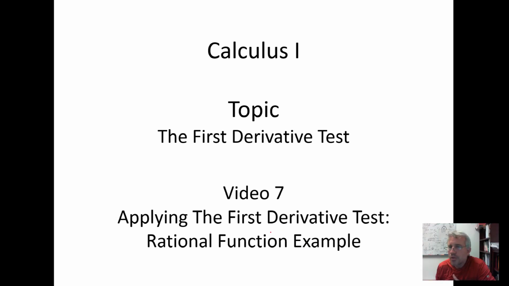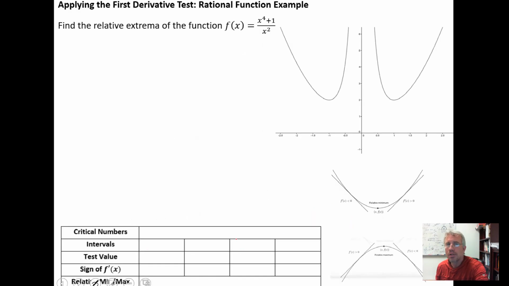So in this video, we're going to apply the first derivative test to find the local extrema, or local min-max, of a rational function. So it says find the relative extrema. That means find the local min and max of the rational function (x to the fourth plus 1) over x squared. I've gone ahead and graphed the function here, because we're going to be using calculus to find the local min and local max.